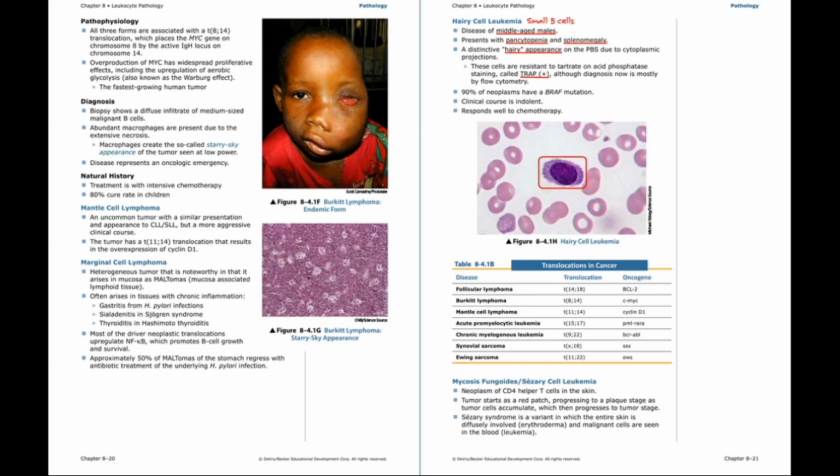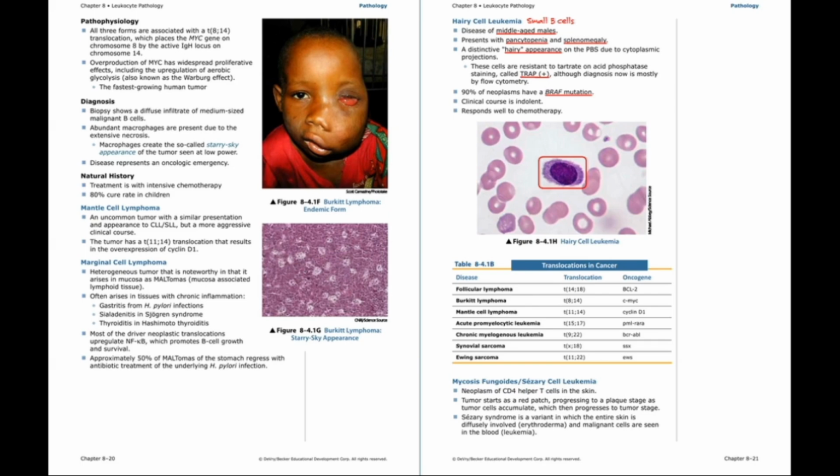About 90% of the hairy cell leukemias have a BRAF mutation, and this should be part of the tyrosine kinase receptor pathway that one should be able to draw from the top of one's head. If that's not possible, it's important to go to Chapter 4 with molecular neoplasia and understand where this sits on that pathway. Hairy cell leukemias have an indolent course, and they respond well to chemotherapy.